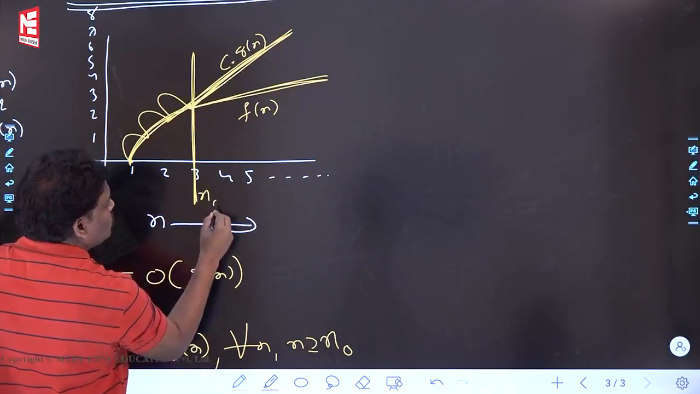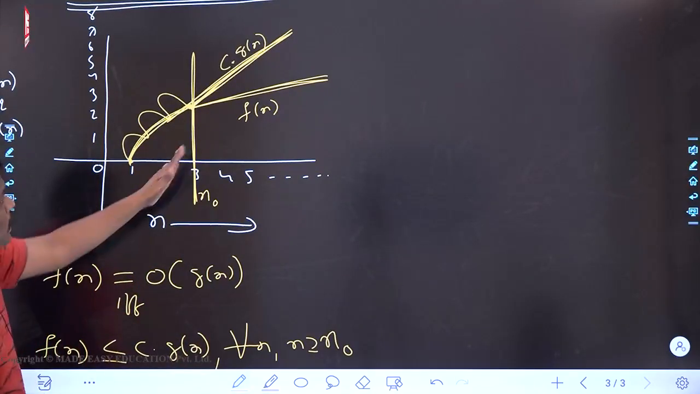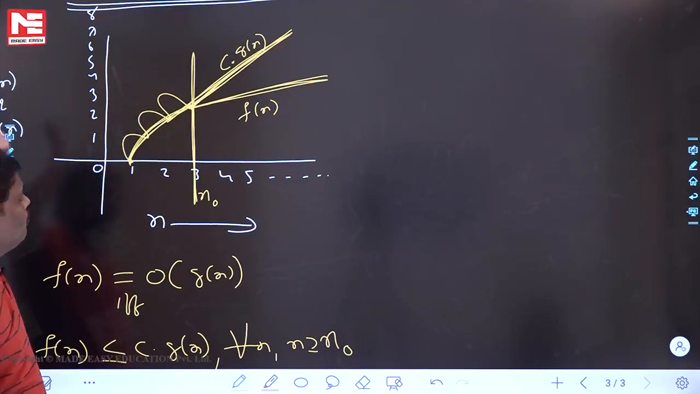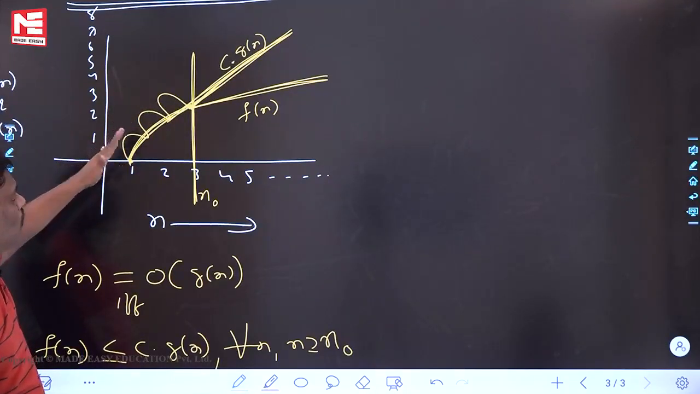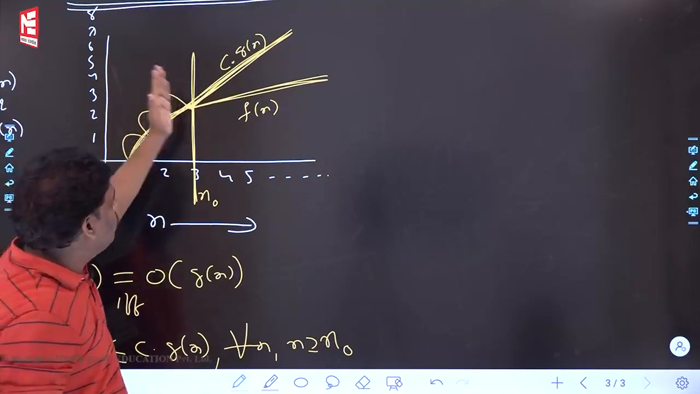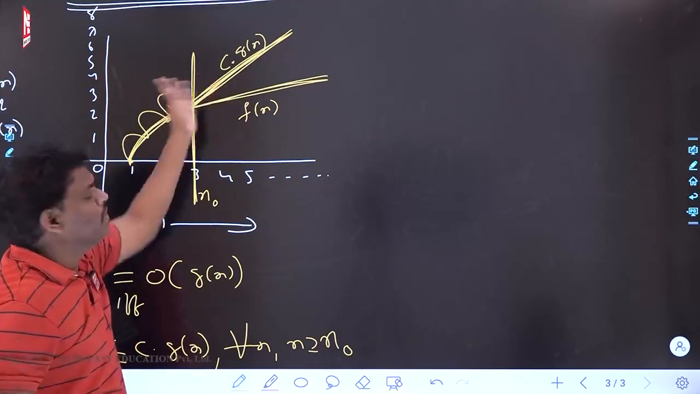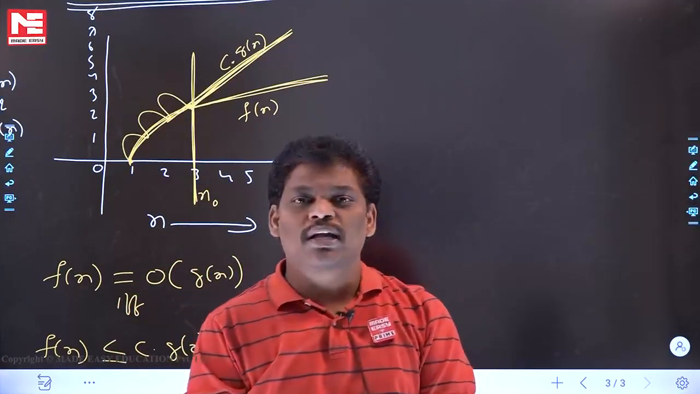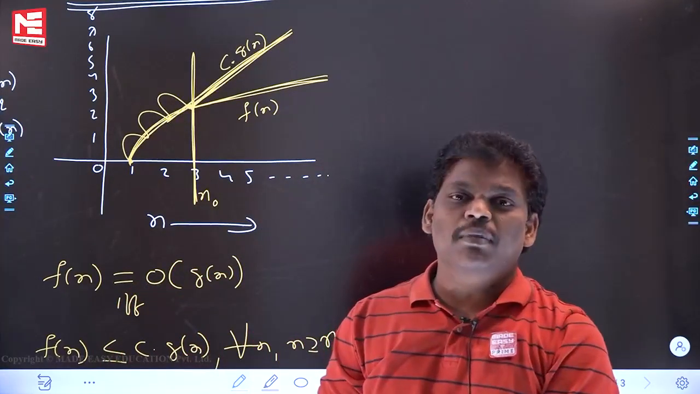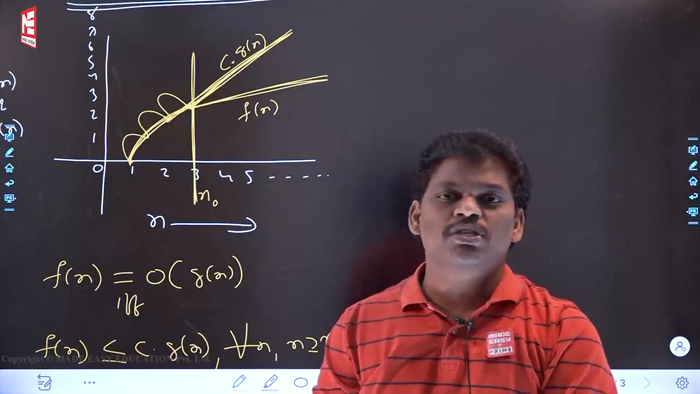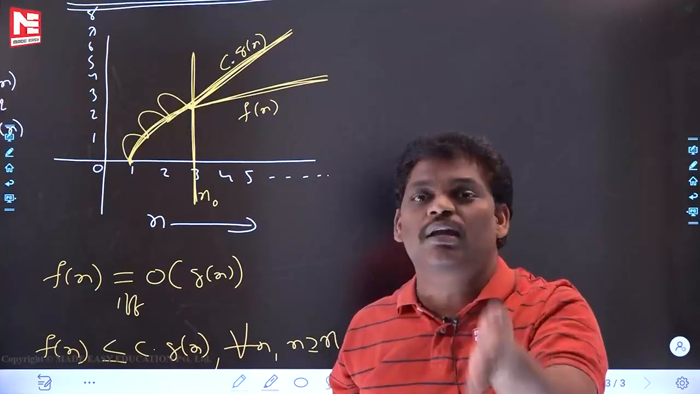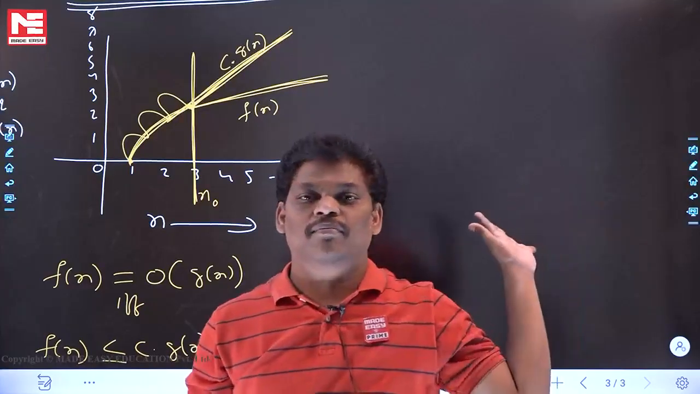This is called n0. Before n0, this may be the case: maybe f of n is bigger, maybe g of n, maybe sometimes equal. But from some point onwards, I am able to see clearly what the relation between them is. Before n0, I am unable to say what the relation is. Maybe f is greater, maybe g is greater, maybe it keeps changing. I don't know all these things.